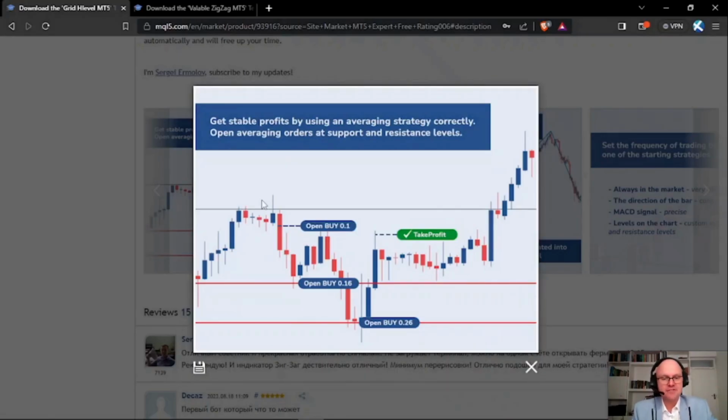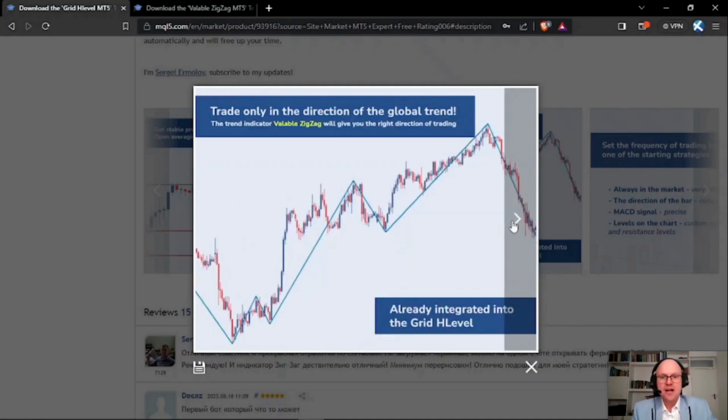where you identify support and resistance levels and then use the averaging from the support and resistance zones. Now, what we would be using for my example today is we are going to use the valuable zigzag to show us the global direction of the trend on the 4-hour time frame.